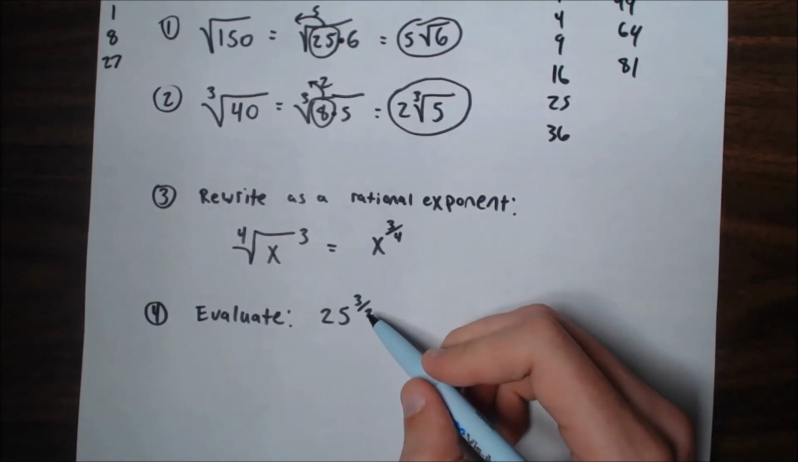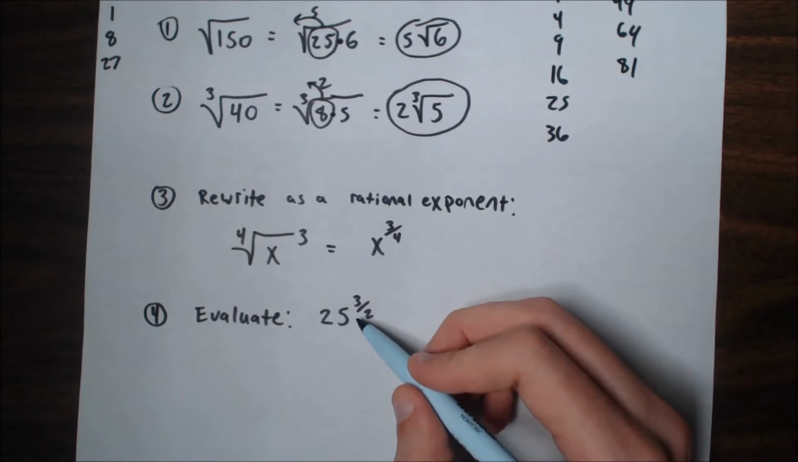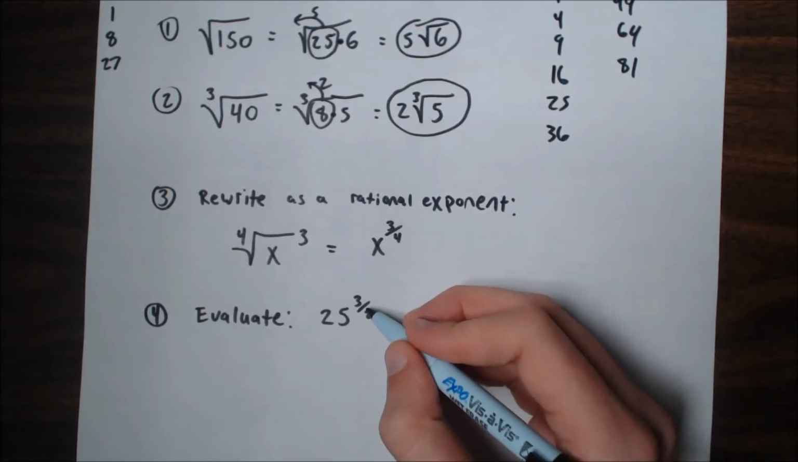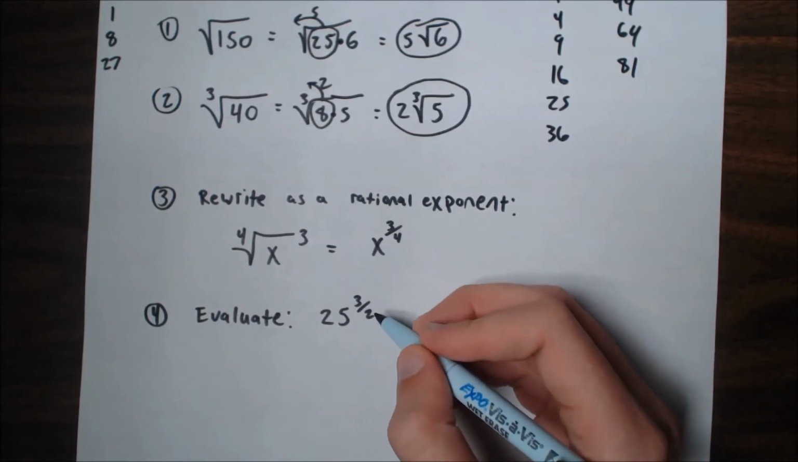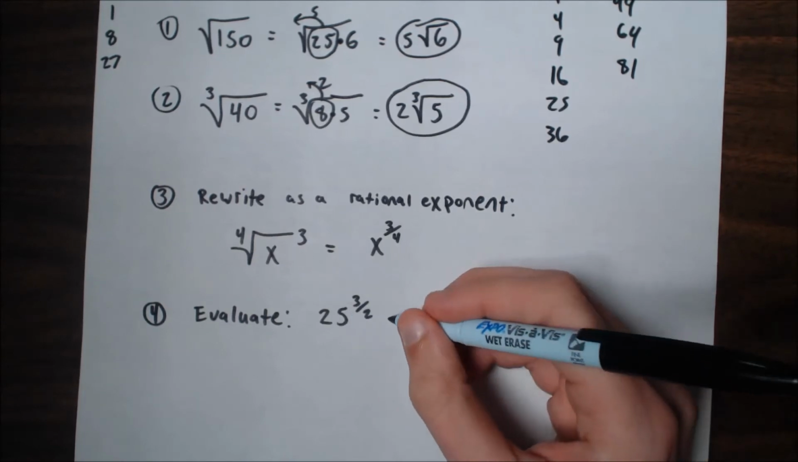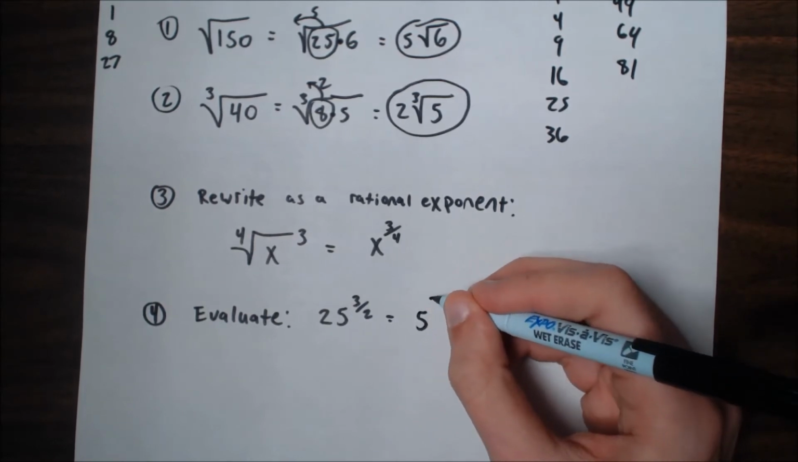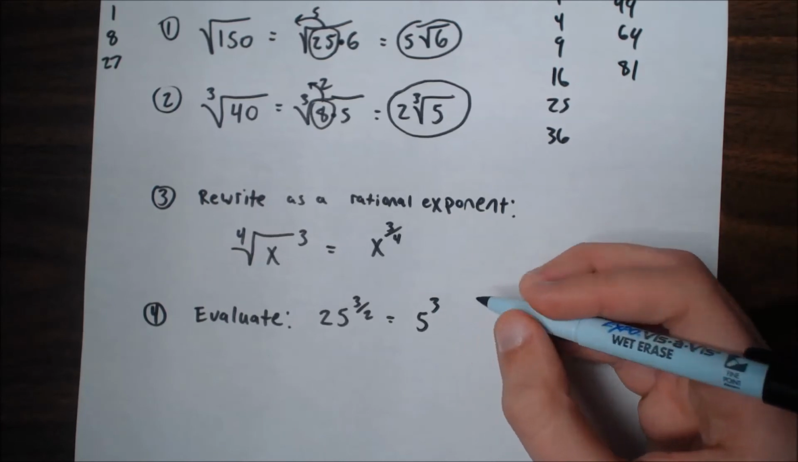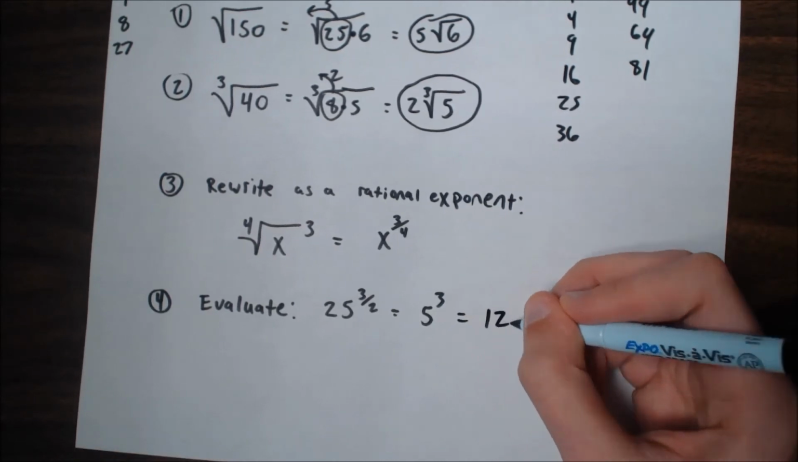So you always want to take the root first if you can. So can I take the square root of 25? The bottom tells me the root, right? So I take the square root of 25. Well, that's just 5, and it's still to the third power. And what's 5 to the third power? That's 125.